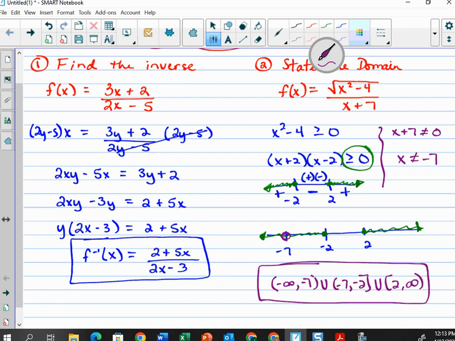Yes. Because it can't work in there. If I pick anything in between here, I'd be taking the square root of a negative. So we have to skip over that part. All right. Anything else? All right, guys. Any questions from the homework?